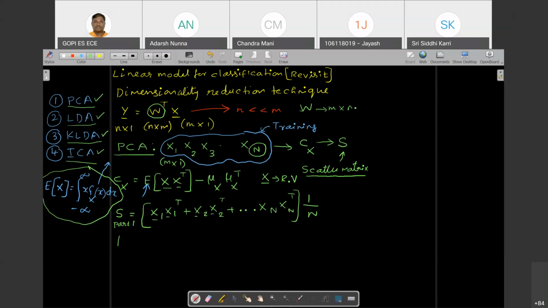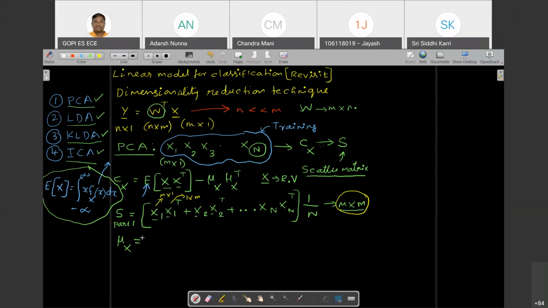Then we compute this mu x. When you do this computation, you end up with the size m cross m, because the size of x1 is m cross 1, and if I do this multiplication, it will end up with m cross m, as you see here.